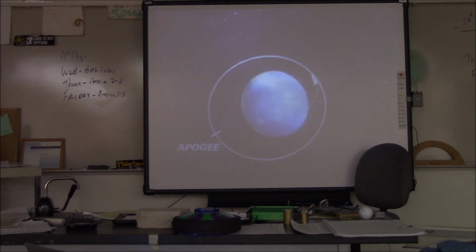At 10.5 minutes into the flight, the two orbital maneuvering engines fire to place the vehicle in a low elliptical orbit.